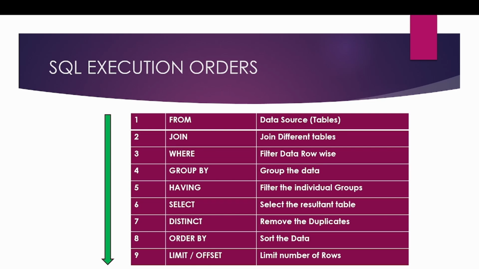Then if we select the table, and you want to remove duplicates, then we can use distinct. Now, if you want to display the table in a certain order, then we can use order by. And if you want to select the top 10 rows, top 5 rows, or top 1 row, then we can use limit. Or if you want to select the third element from the top, then we can use offset. So this will be the execution order, and you don't have to remember this. If you think mentally, then this is very easy.